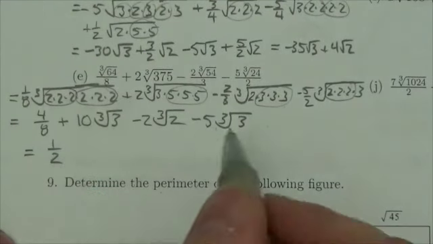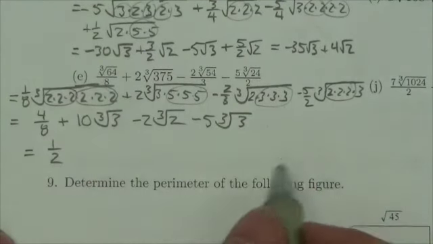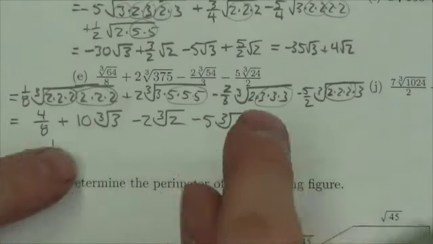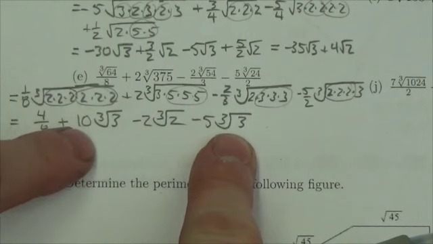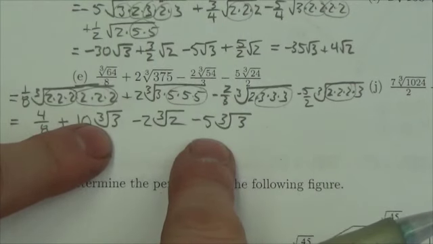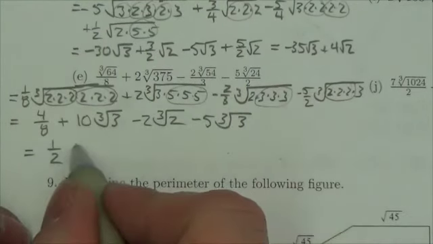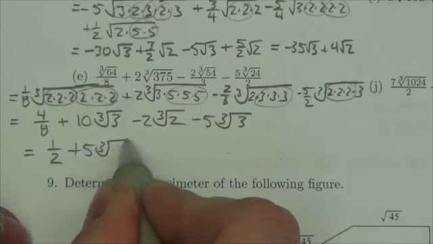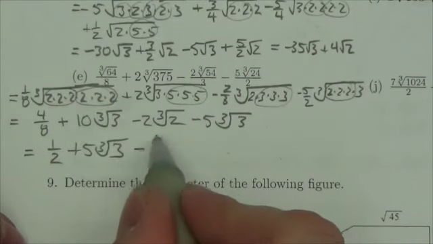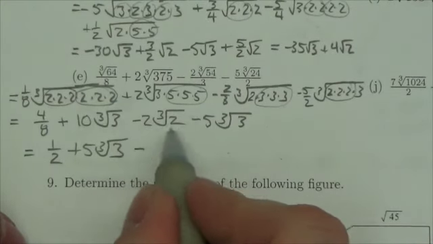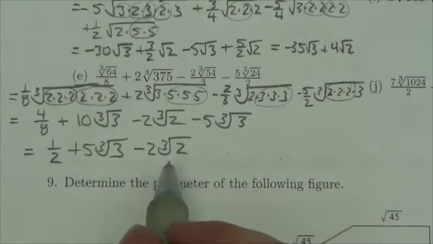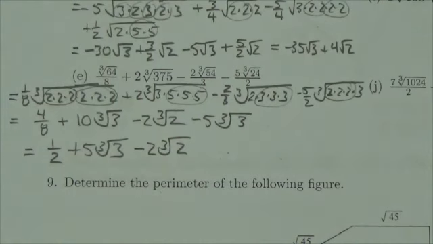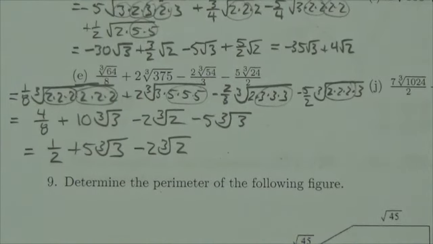First of all, I'm going to simplify that 4/8, and that doesn't really combine with anything. I've got 2 terms that have cube roots of 3 in them. I've got 10 cube roots of 3 here, and I have a negative 5 cube roots of 3 here, for a total of 5 cube roots of 3. And then I've got negative 2 cube roots of 2 here, but there's no other term that has a cube root of 2 in it, so I can't combine that with anything. So that right there is the final answer.